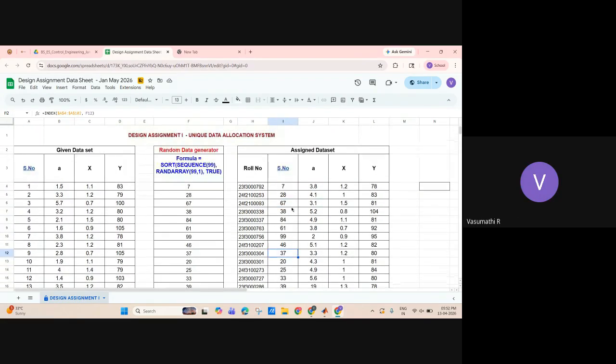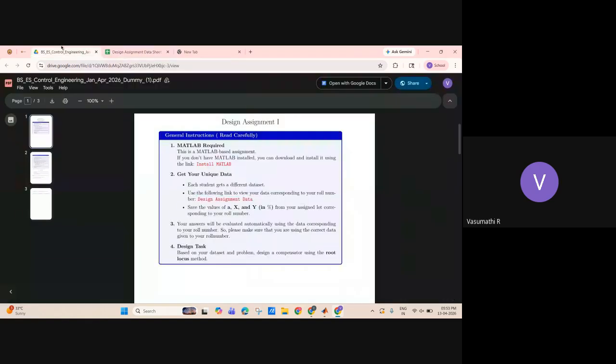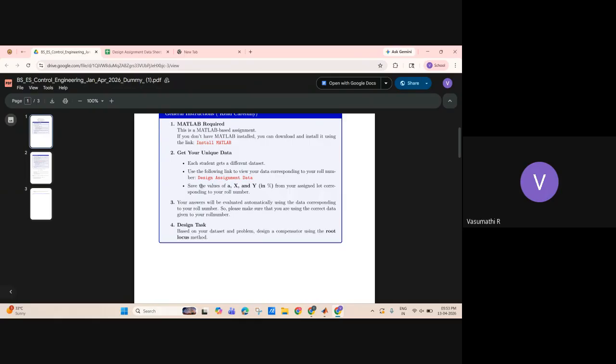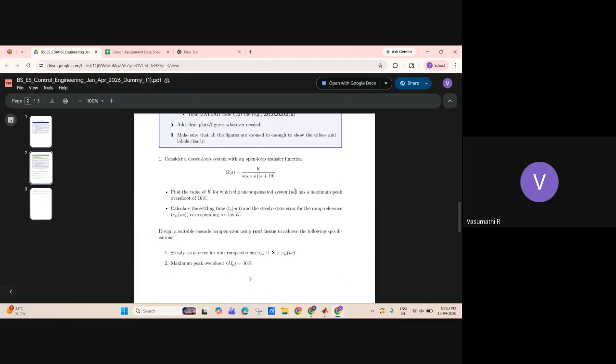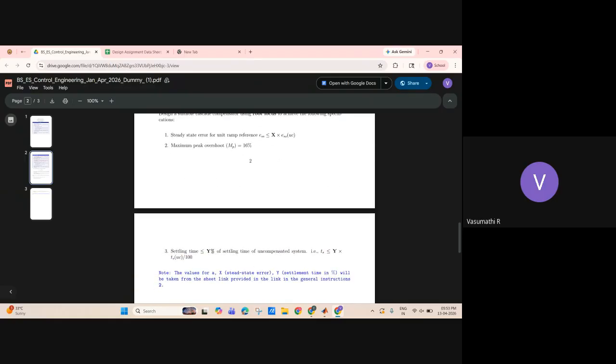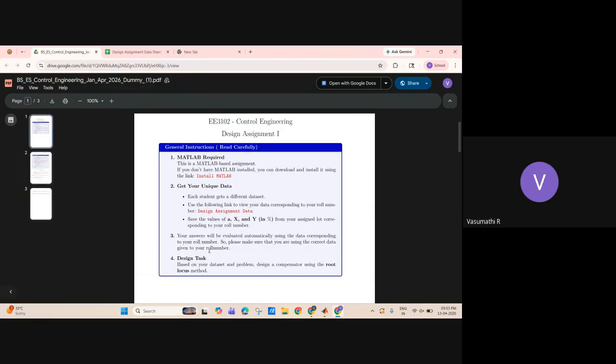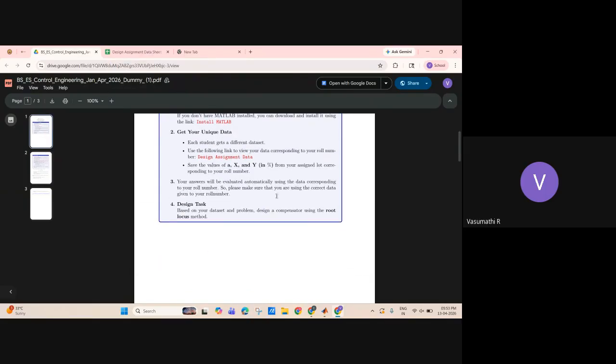According to your roll number, you take your assigned data, that is A, X, and Y. What this A, X, and Y are has been explained here. Save the values A, X, and Y assigned for your roll number. In this question, you will know what A is. A is in the transfer function, X is your steady state error value, and Y is the settling time value. Now you understood all A, X, and Y, right? So the next thing is you get the data.